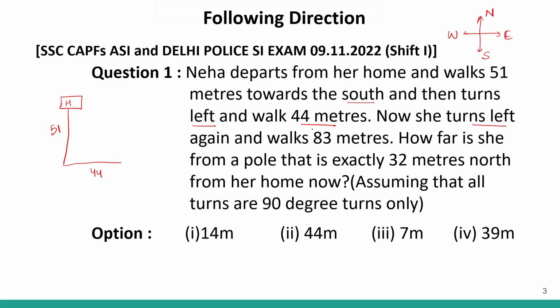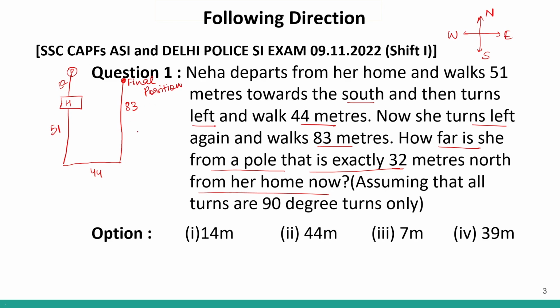Now she turns left again and walks 83 meters. So let's say this is 83 meters. How far is she from a pole that is exactly 32 meters north from her home? So north from her home 32 meters there's a pole. And we have to find out, if this is the final position of Neha, how far is she and in which direction from the pole?